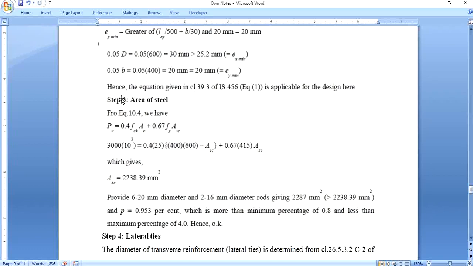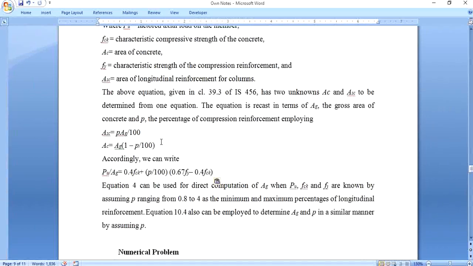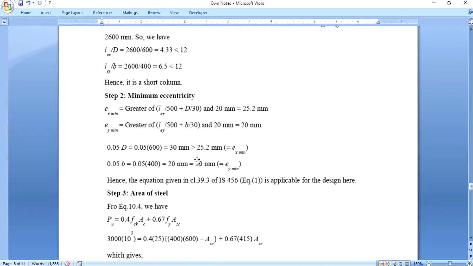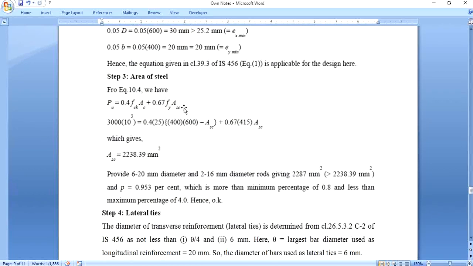Next you can see step number 3, area of steel. We are going to calculate the area of steel by using this particular equation. I am directly going to use this equation because the area of concrete is given, I am not going to use the other equation. AC is given over here, PU is also given, the only unknown is ASC.